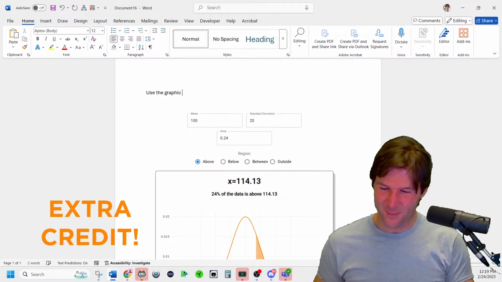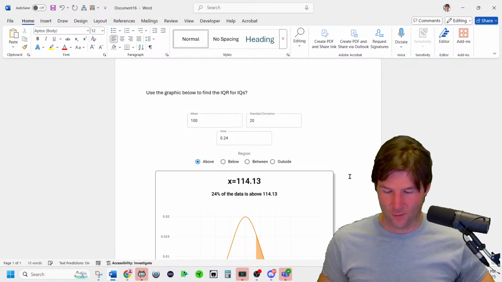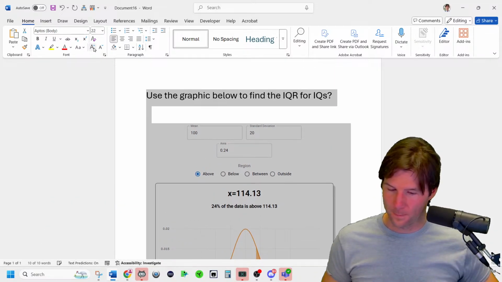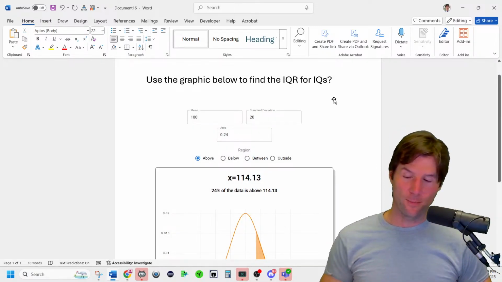Use the graphic below to find the IQR for IQs. Okay. So what do we see? Let's just first take in the graphic. You ready? What do we see?